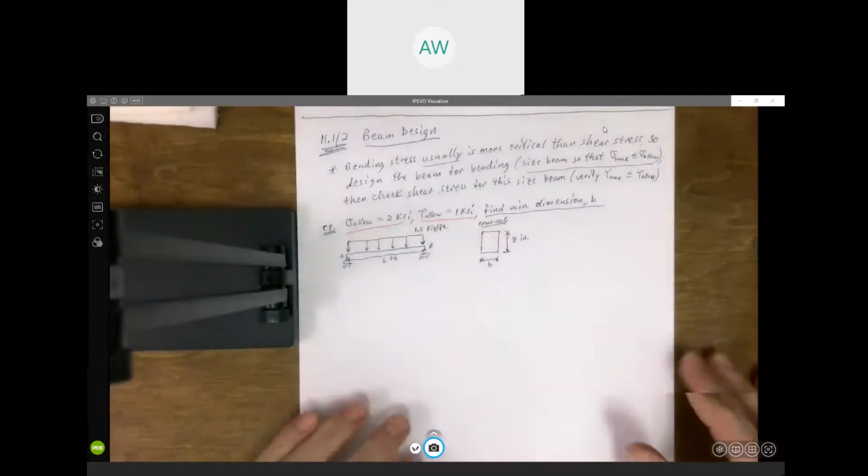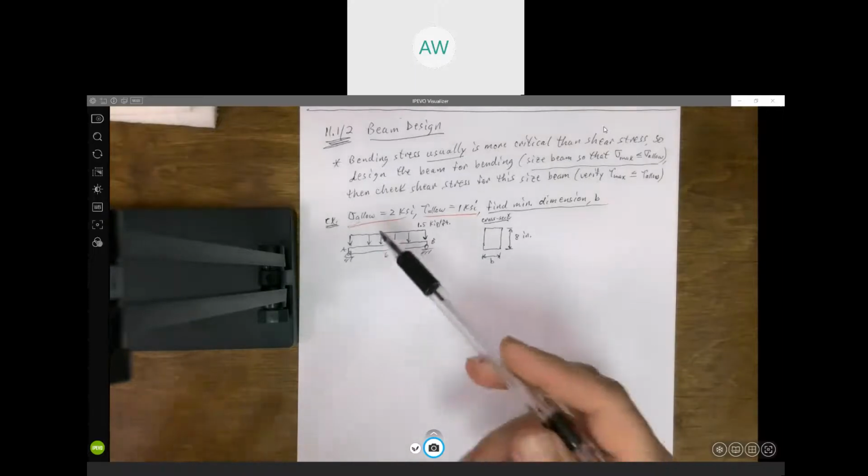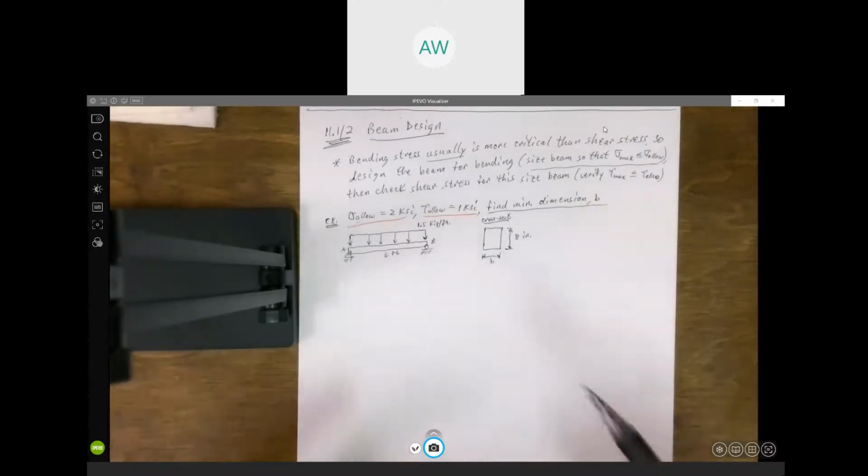All right, so this is our problem. We've got this beam, we've got a rectangular cross section. We're going to design this beam, or size the cross section, so that we don't exceed those two allowable stresses. Well, we're going to need to know what the maximum shear force is, because we need that to check the allowable shear, to check the maximum shear stress, and we need to know what the maximum bending moment is in order to determine what the maximum bending stress is.